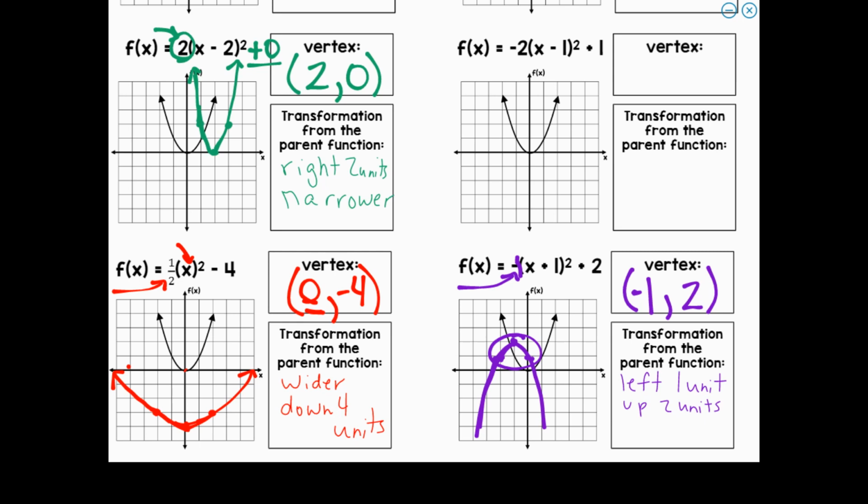It didn't get narrower or wider, right? It did what? It reflected. Okay, so the negative sign makes it reflect.